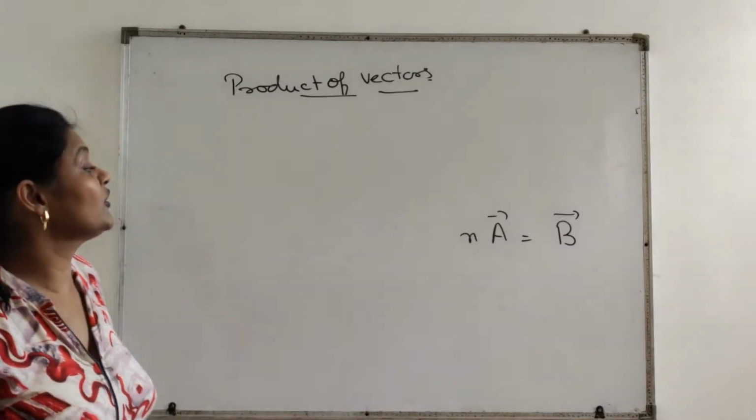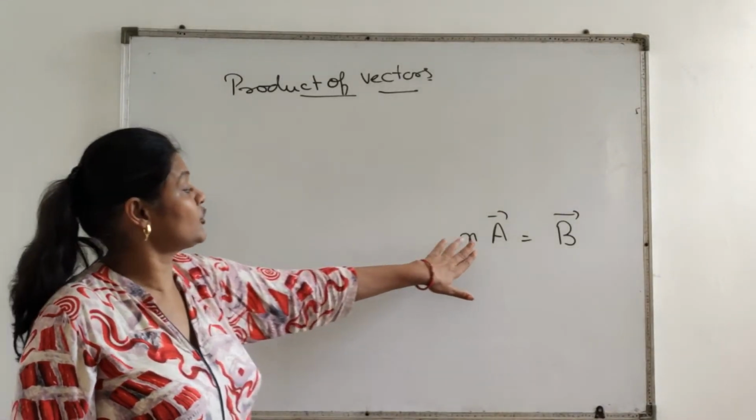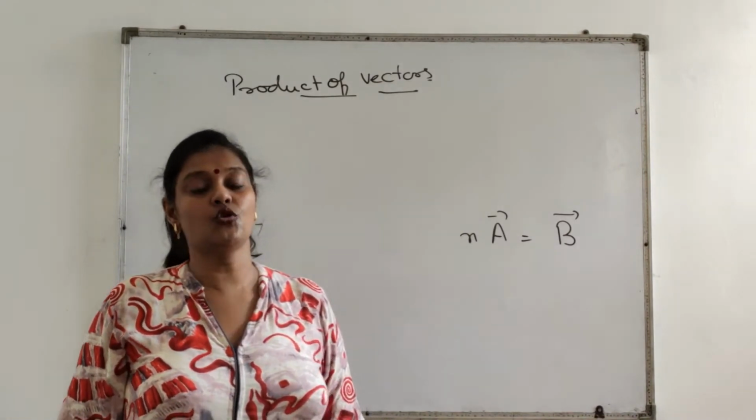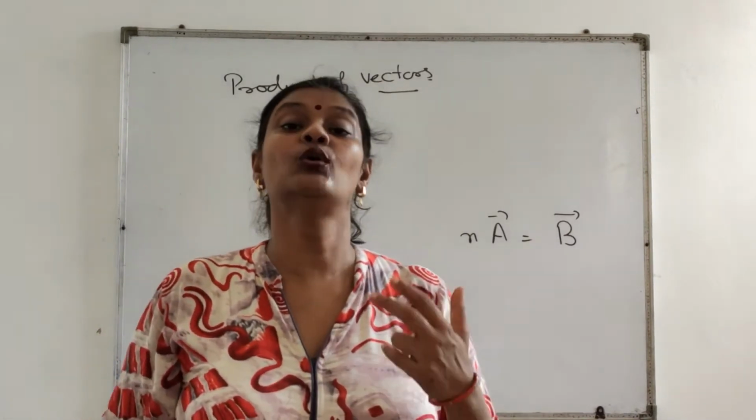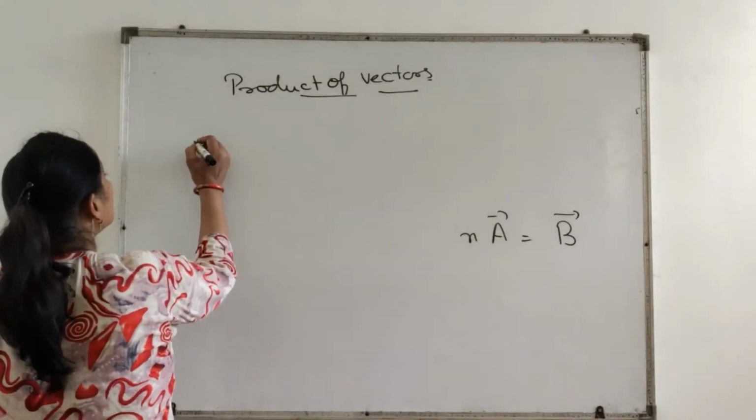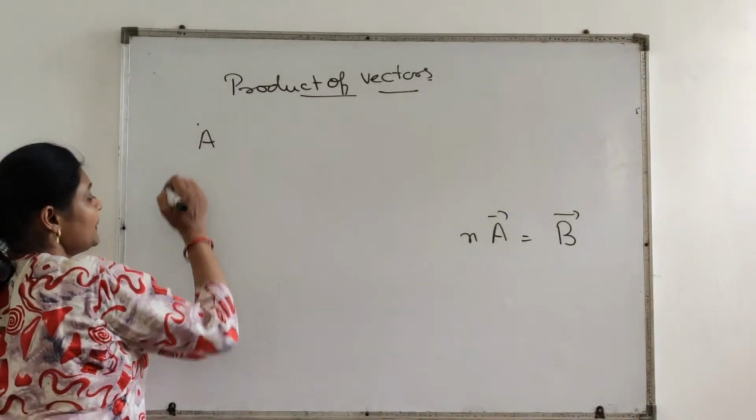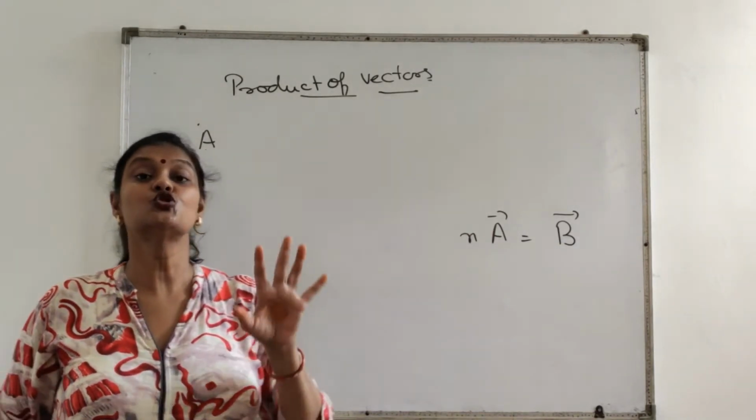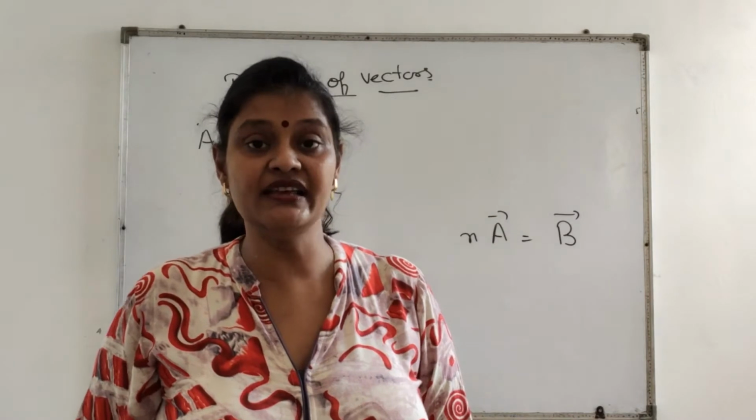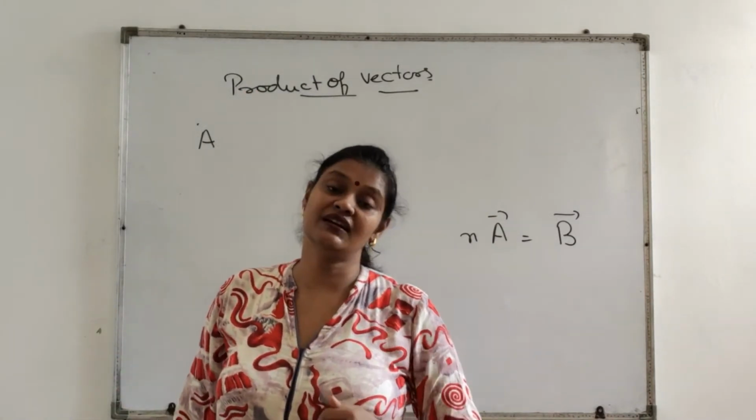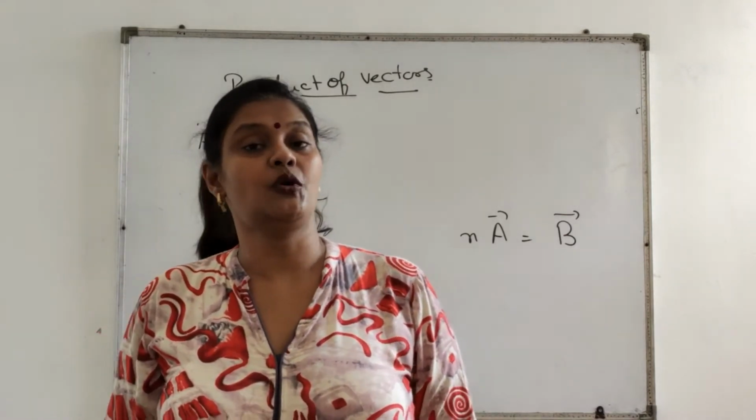This was a product of a vector with a scalar quantity, and today we are going to focus our studies on when two vectors are being multiplied. If you multiply two vector quantities, then depending on their result, we can decide what type of vector product it is.